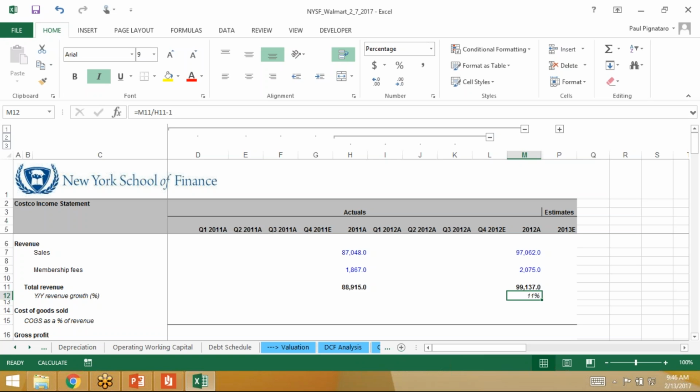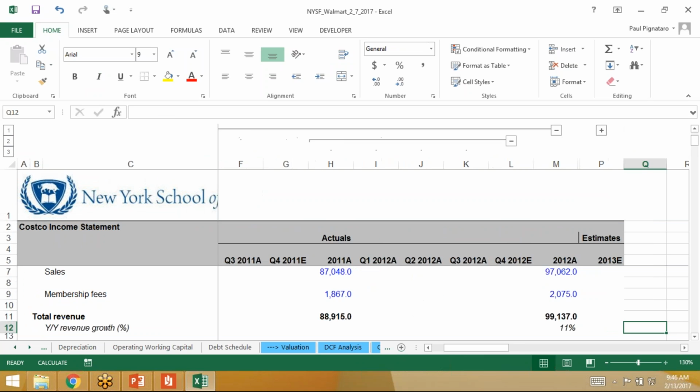Page 7. Oh, 87048. You mean the cursor was covering it? Yeah. Let me zoom in a little bit so you can see better. Okay.